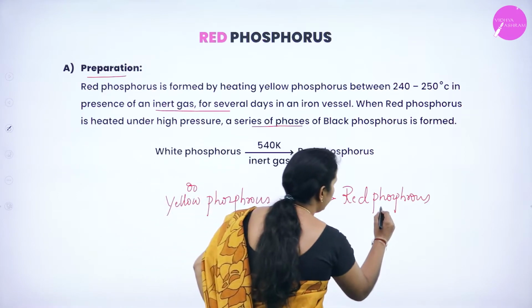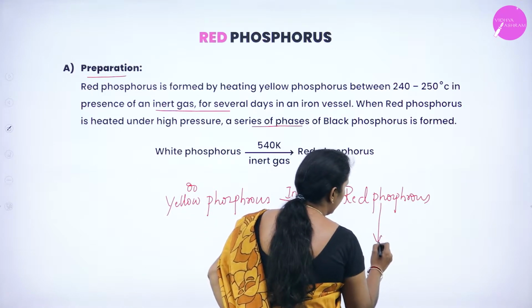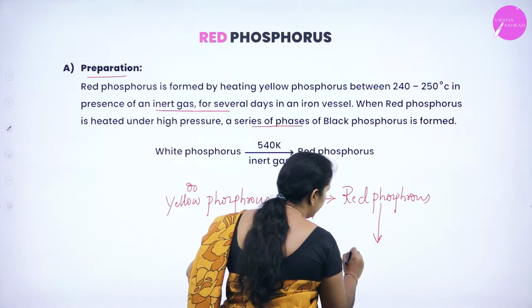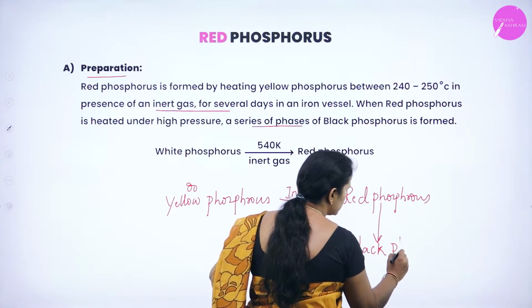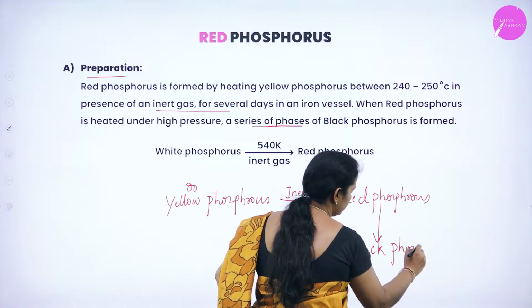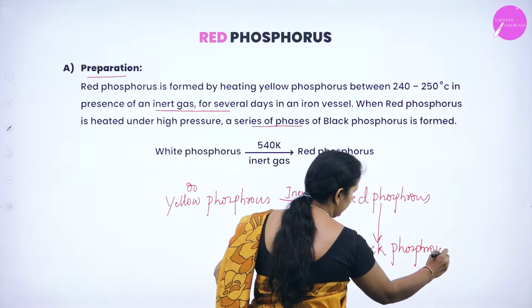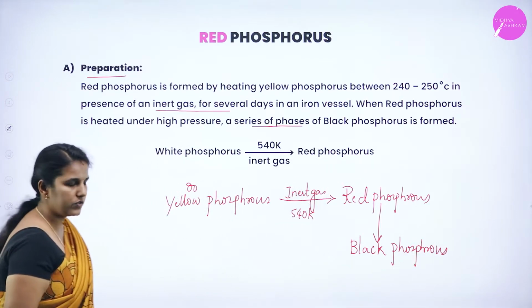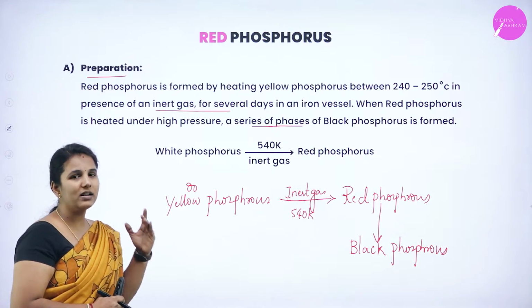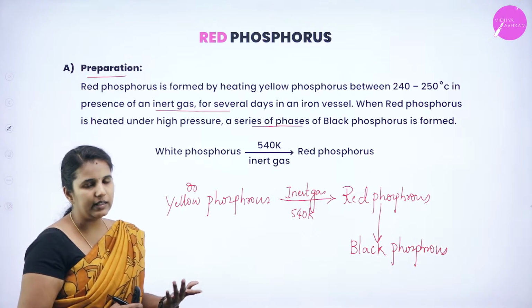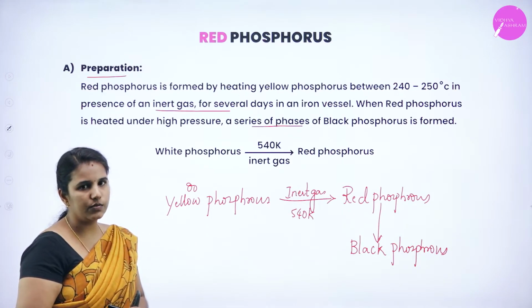When you heat this red phosphorus again at very high temperature, it gives rise to black phosphorus. It gives rise to what? Black phosphorus. This is how we can synthesize black and red phosphorus, just by heating the white or yellow phosphorus at very high temperature.